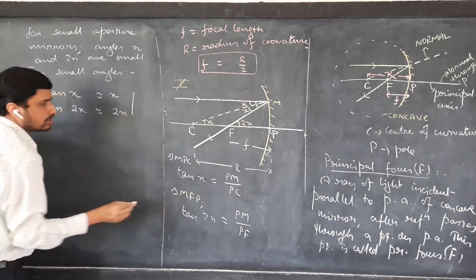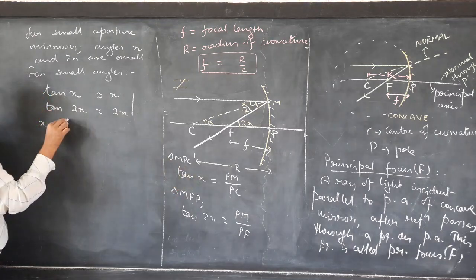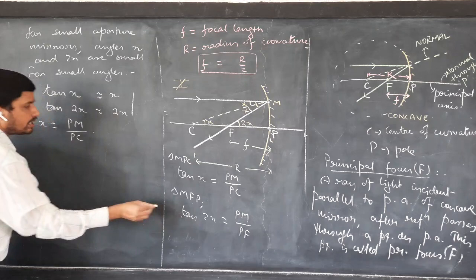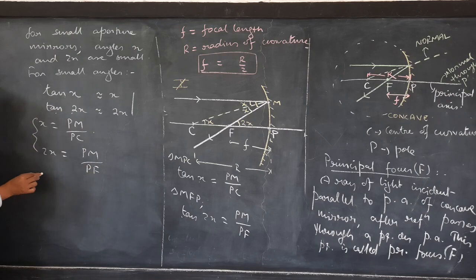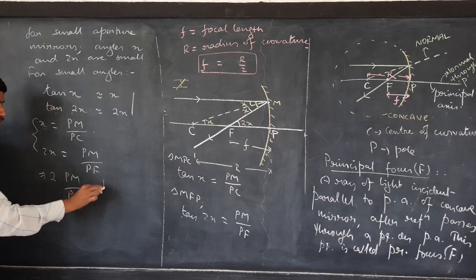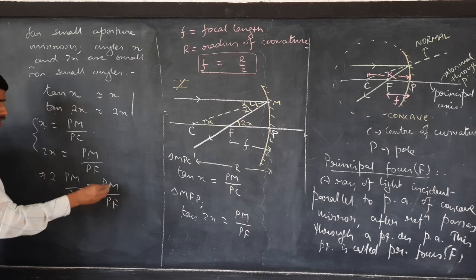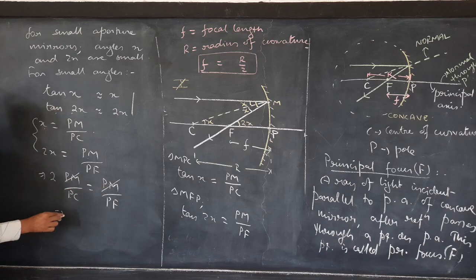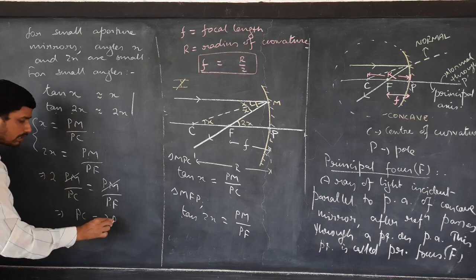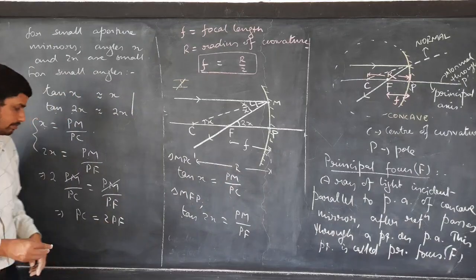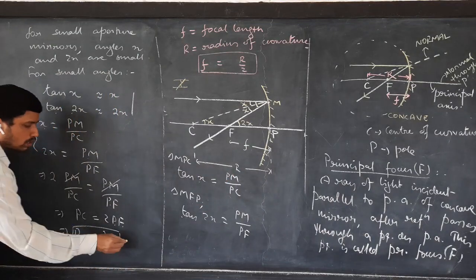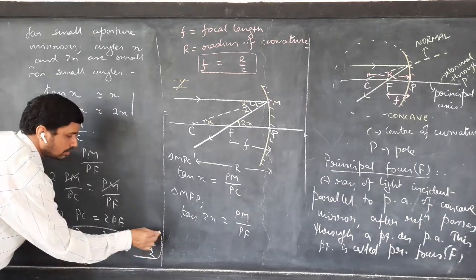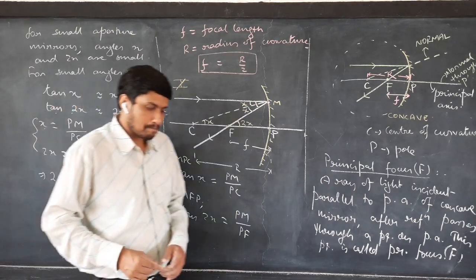So you put tan x is equal to x. So x becomes equal to, in this triangle, in this equation, PM upon PC. And from here, tan 2x I'll write as 2x. So 2x becomes PM upon PF. Now these two we combine. So this implies 2x, instead of x, I'll put this value. PM upon PC is equal to this one, PM upon PF. So PM will cancel, PC will go that side, and PF will come this side, 2PF. What is PC? P to C is nothing but R. And what is PF? P to F is nothing but small f. So we have got R is equal to 2F, and this will give us the result F is equal to R by 2.